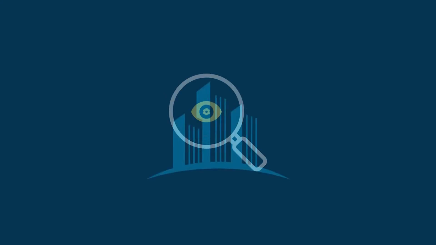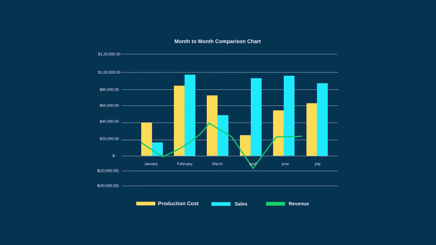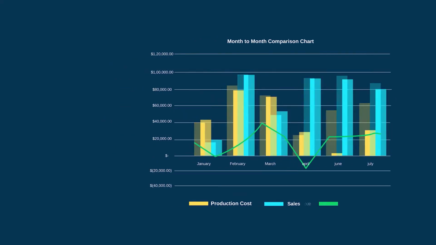To get a quick overview of the condition of your business, you may compare some of the key business parameters month to month. Using a comparison chart makes the task easy for you.